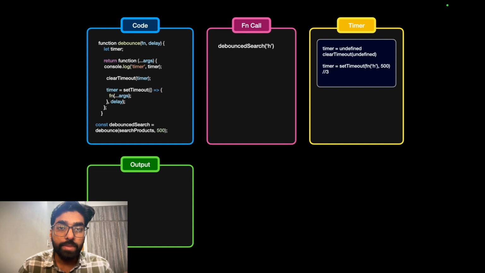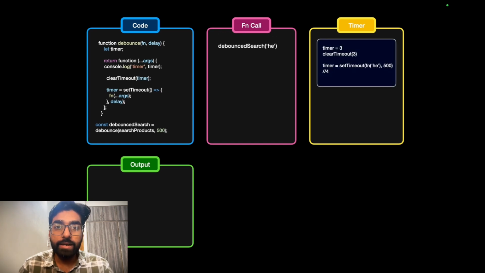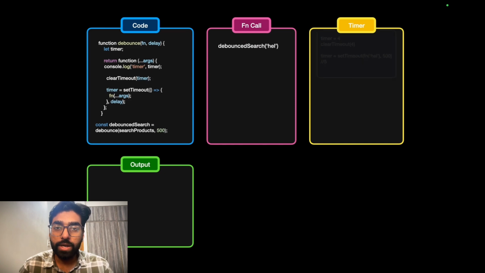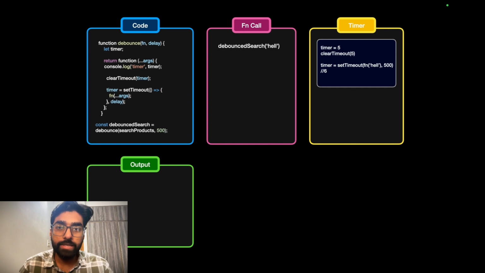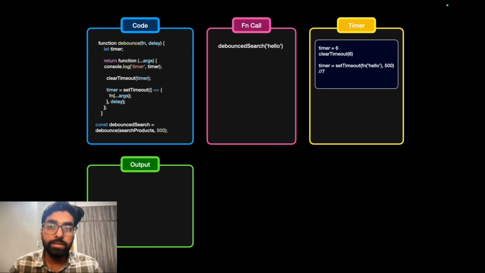Now let's say the user then types he. Now what will happen? The previous timer, that is 3, will get cleared out and a new timer will be set. Similarly, it will go on for hel. Now it will go for hell, and similarly the previous timer will get cleared out and a new timer will be set. Now let's say the user has typed hello completely and has taken a pause of 500 milliseconds before another keystroke. Now what will happen?